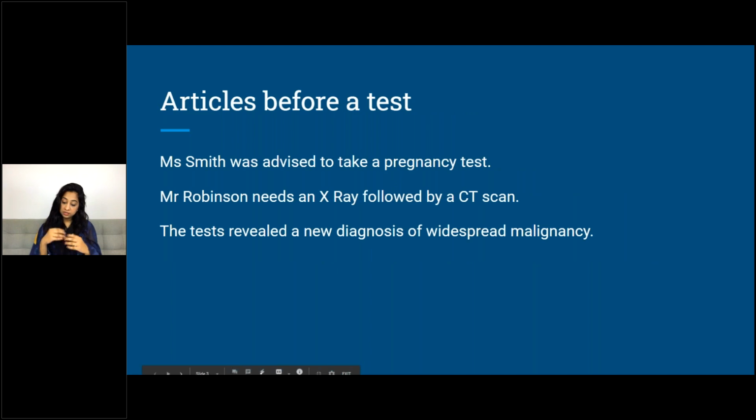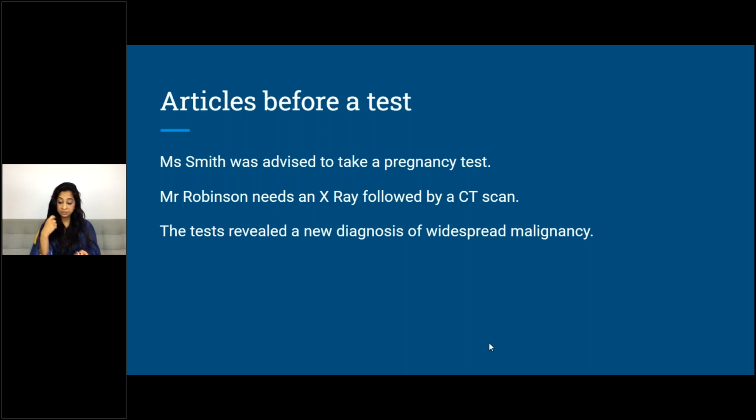Let's move on to the second mistake that people make. Guys, when you're talking about a test, you always put a or an before that. Very, very important. Why is that? Because the person might have that test at multiple points in their lives. So if you can do something multiple times, you put a or an.